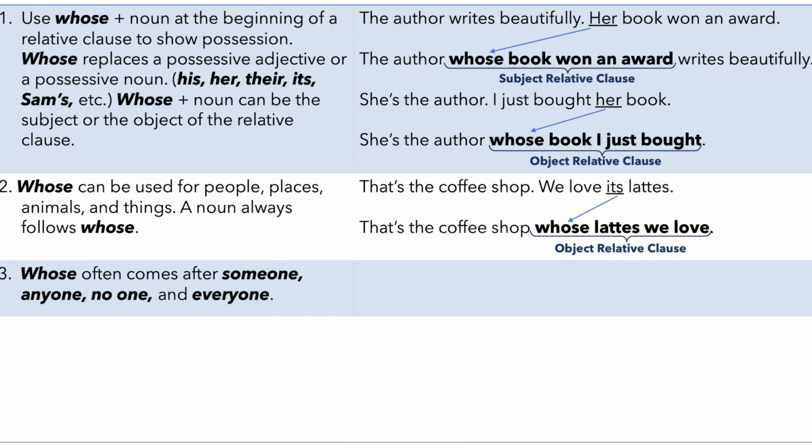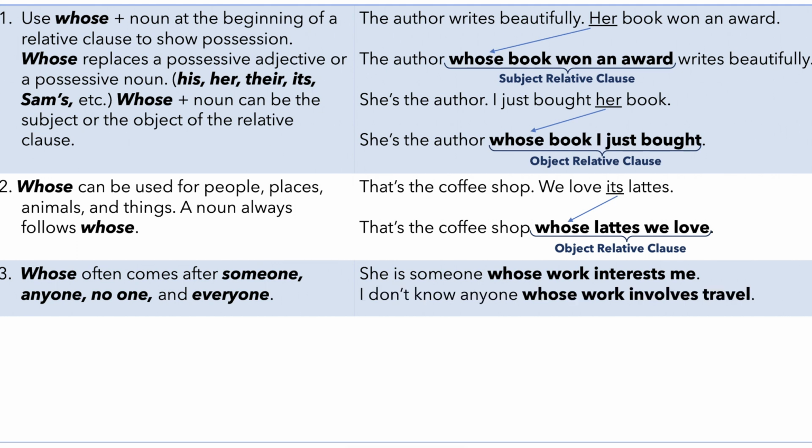Rule number 3. Whose often comes after someone, anyone, no one, and everyone. Like this. She is someone whose work interests me. Or, I don't know anyone whose work involves travel.